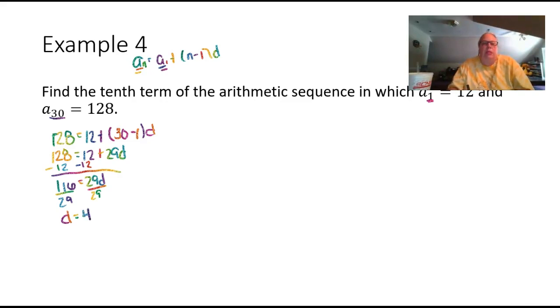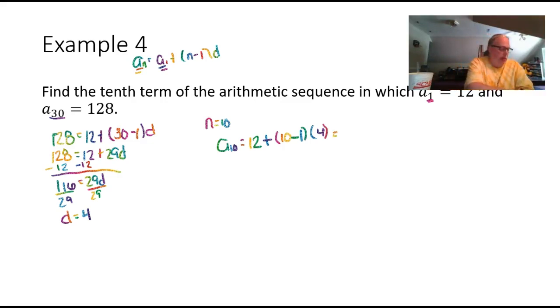So our common difference is 4. Now we can actually use this formula one more time if we know that n is equal to 10, because we're looking for the 10th term. So our 10th term will be equal to our first term plus the 10th term, right, from right here, minus the first term right there, times our common difference we just found to be 4.